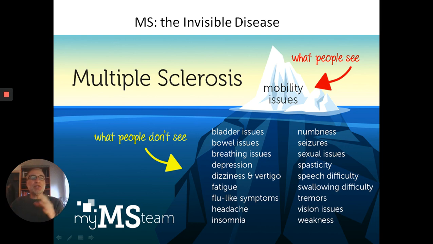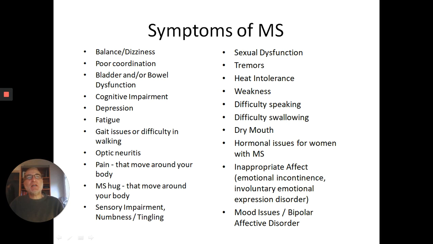Bladder issues, bowel issues, breathing issues, depression, dizziness and vertigo, fatigue, flu-like symptoms, numbness, tingles, seizures, sexual issues, spasticity, again, another word I have difficulty pronouncing, speech difficulty, swallowing difficulty, I have a bit of that, tremors, vision issues, and weakness. In fact, I'm going to tell you about all the symptoms that I know of MS. There are people who have MS who may have symptoms that don't appear on this list.